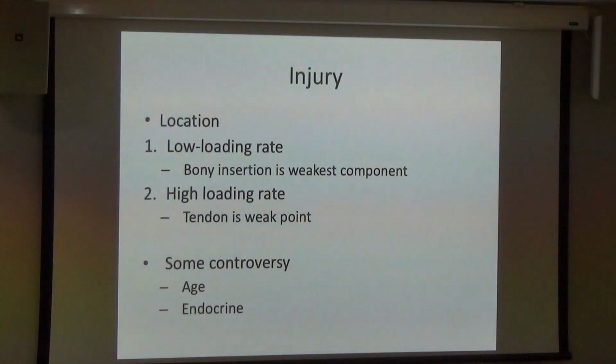So taking the history is important. How did you fail? Because if it's low rate, the X-ray is probably not going to show anything, right? But if it's a high rate, then you might well see that bony avulsion from the corner of the bone. There's some controversy. I've already said that it doesn't always strictly stick to that pattern, because age and endocrine definitely have an impact on how and where tendon fails.